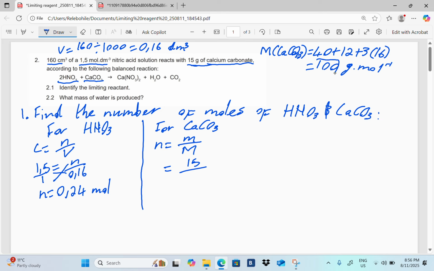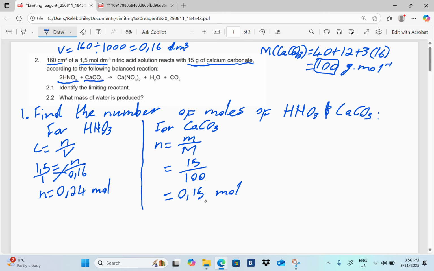This value is my molar mass. So where I see this big M, I know that the big M represents molar mass. So I will put here 100 for my molar mass. Then I will say 15 divided by 100. And when I say 15 divided by 100, what do I get? I get 0.15 mole. I should say mole and not moles. Once I have this now, guys, I'm going to go on to my second step.